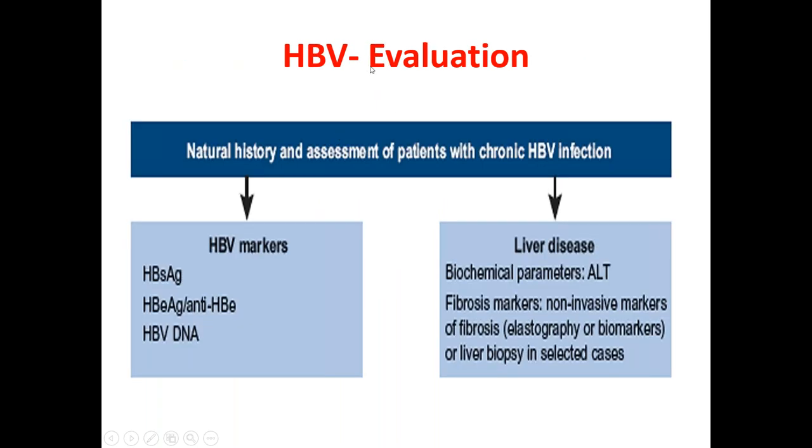So how do you evaluate a person who has come with chronic hepatitis B? We do surface antigen, we do E antigen, and we do a DNA test. And for liver disease, we look at the liver enzymes. We do fibrosis markers in the form of non-invasive fibro markers. At present, elastography is the test of choice. Biopsy nowadays is not needed in the majority of cases. Only in very selected cases is a liver biopsy needed.